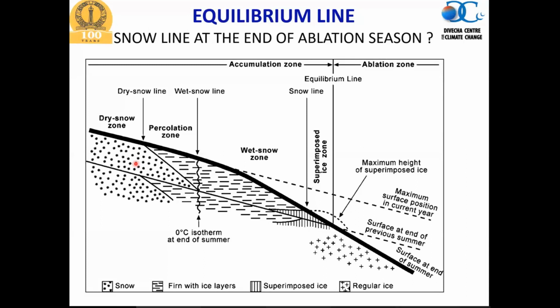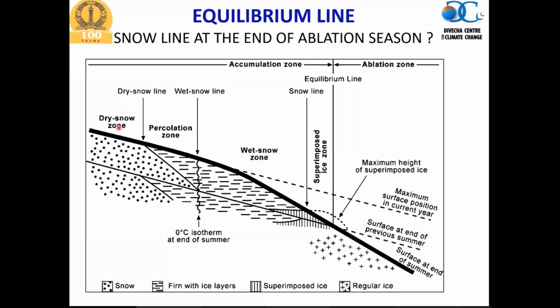Therefore, numerous techniques have now been developed to estimate the mass balance. One such technique, which I extensively developed over a period of about 20-25 years and which is now commonly used, is the equilibrium line altitude method. So we will look into this method, but let us first understand the scientific principle behind it.